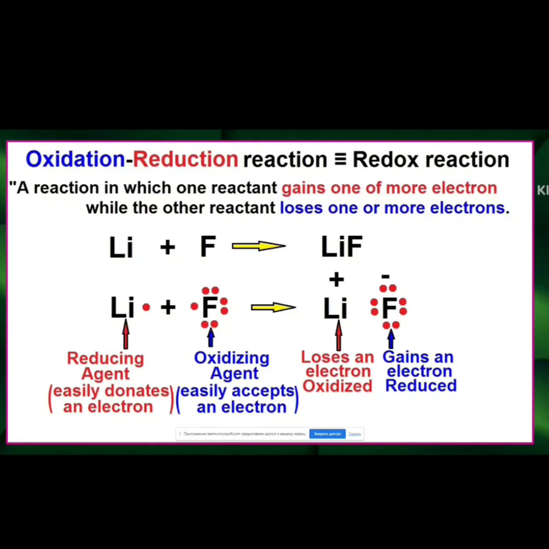Because it oxidized lithium, it took his electron and got reduced. While lithium is a reducing agent, it lost its electron, so it's oxidized, and it made fluoride reduce. So it's a reducing agent and oxidized. He loses electrons. Fluoride is the oxidizing agent. He gained an electron and got reduced.